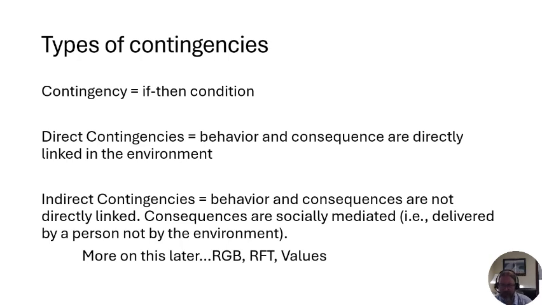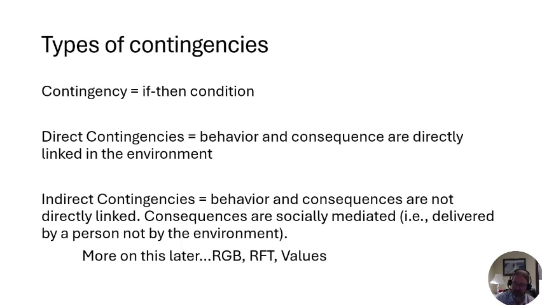And so it's helpful here. We're going to talk about contingencies, which is a fancy name really just for an if-then condition. So just noticing that if one thing happens, then another thing happens, those are contingencies. And there's two kinds that we're really going to pay attention to. Direct contingencies are those where the behavior and the consequences are directly linked in the environment.